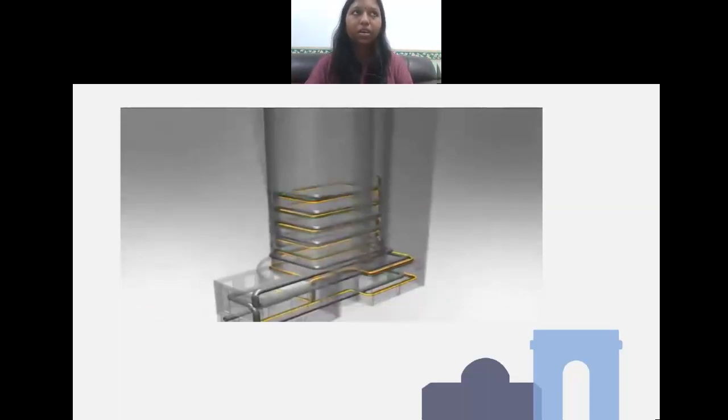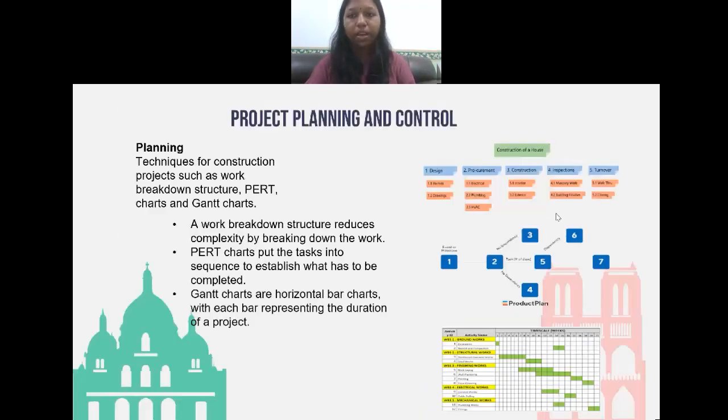Hope you all have a basic understanding about who the key players of the construction project are and how the construction project works. Now we move into project planning and control.